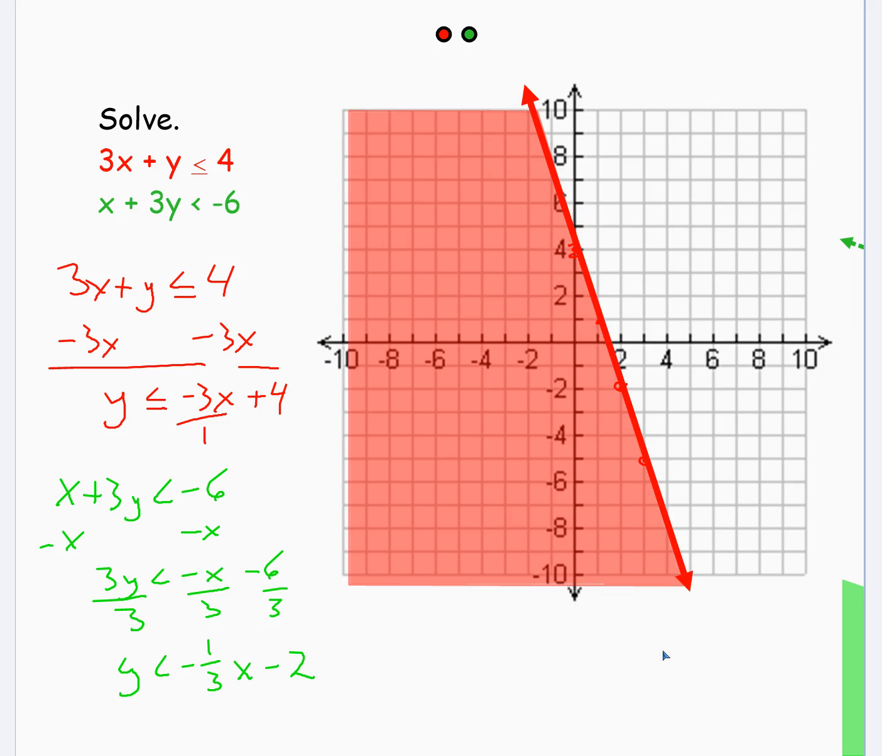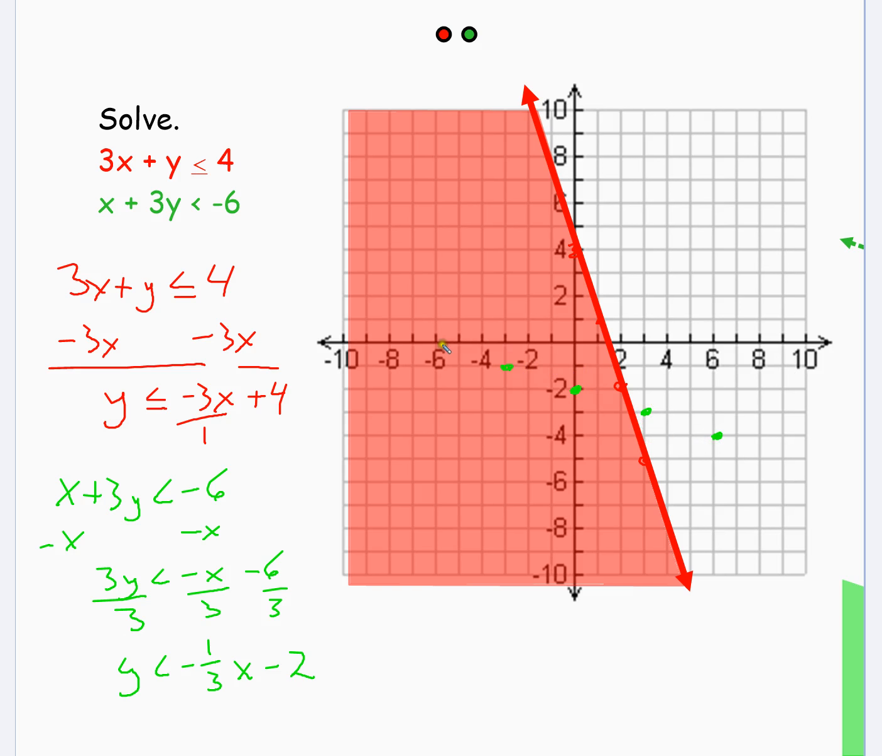And then we want to graph our green. So let's graph our green equation here. This is y is less than negative 1/3 x minus 2. So we'll start at negative 2 on the y-axis, we have a slope of negative 1/3. So down 1, right 3. Or from here, we could have gone up 1 and left 3. We can do that a couple times, up 1, left 3.